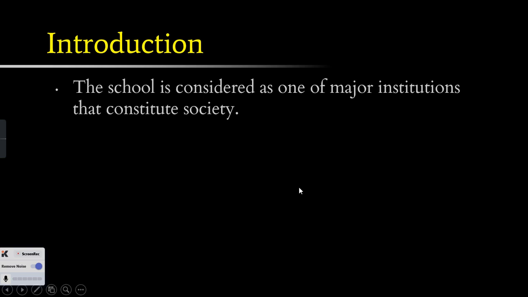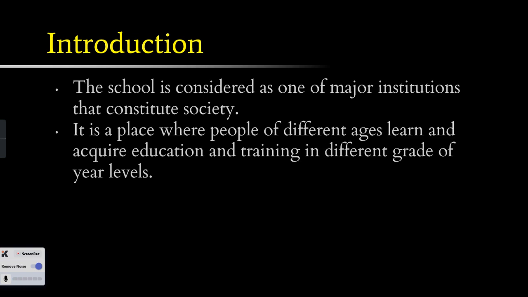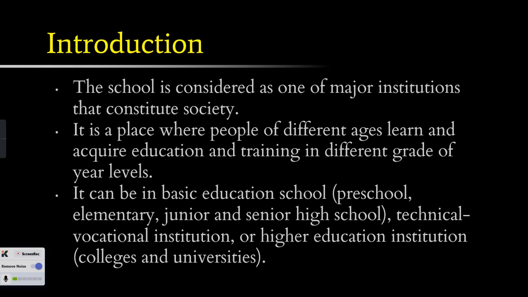So for the introduction, the school is considered as one of the major institutions that constitute the society. It is a place where people of different ages learn and acquire education and training in different grade or year levels. It can be a basic education school that includes preschool, elementary, junior and senior high school, a technical-vocational institution, or a higher education institution, which includes colleges and universities. Just like any other organization, the school is established and organized to pursue a collective goal and meet specific objectives. There are many ways to look at the school as an organization.